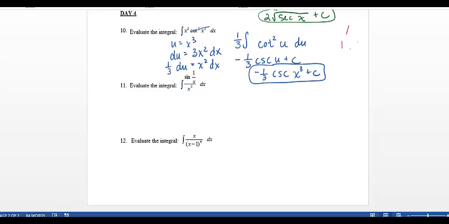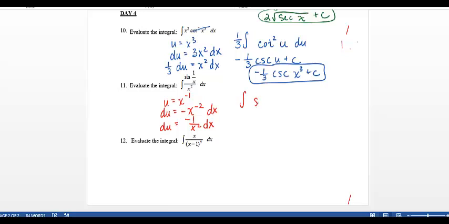For my next one, I have one trig function that leads me to believe that I want to pick what follows it. That's an x to the negative first. So my du would be negative x to the negative second. So du ends up being negative 1 over x squared dx.